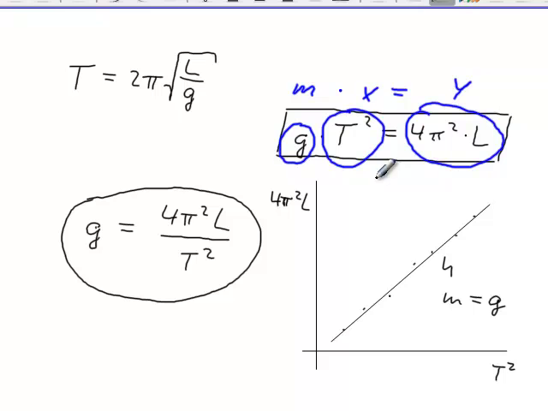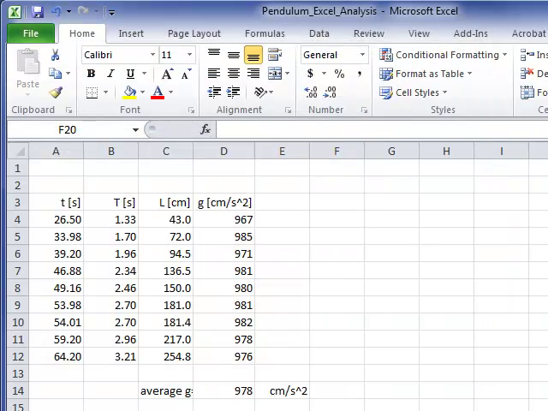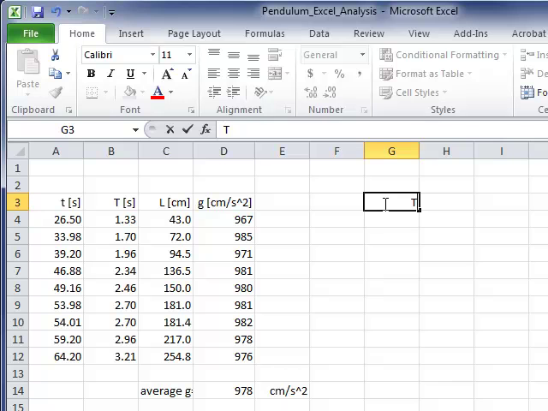Okay, so that's what I'm going to do in Excel now. Gonna calculate a couple of columns, t squared and 4 pi squared times L, and graph them. So let's see, t squared, and over here that was 4 pi squared times L. That's just the header for these two columns.